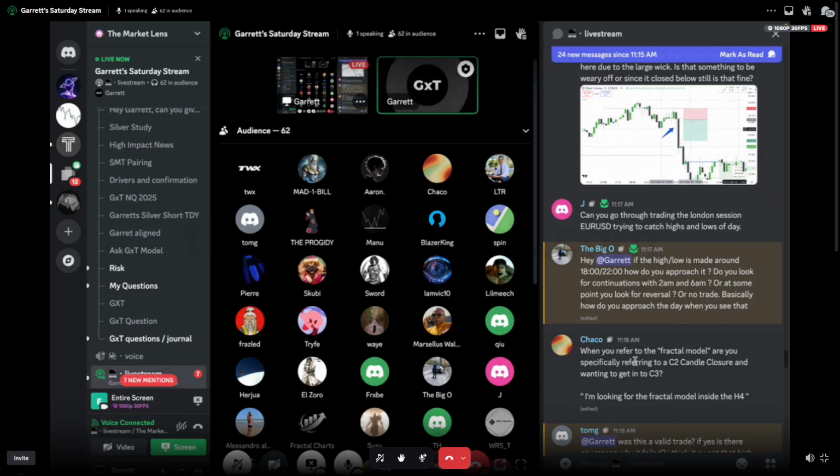Hey Garrett, if the high of day, low of day is made around Asia session, how do you approach it? Do you look for confirmation within the 2 a.m. candle? So mainly, this is AM's approach to it. He doesn't trade within the 1 o'clock candle. So if we see that the 1800 and 1 o'clock 7-hour candle expand away from the high of day, then he's looking for continuation in New York, right?